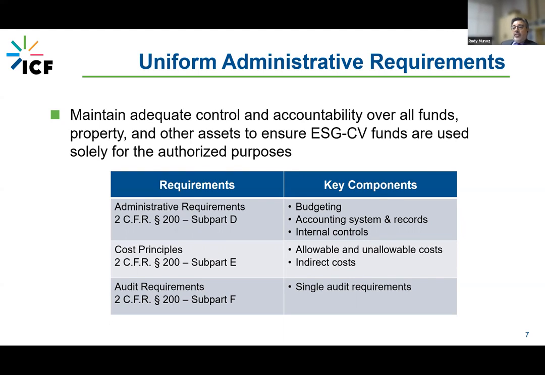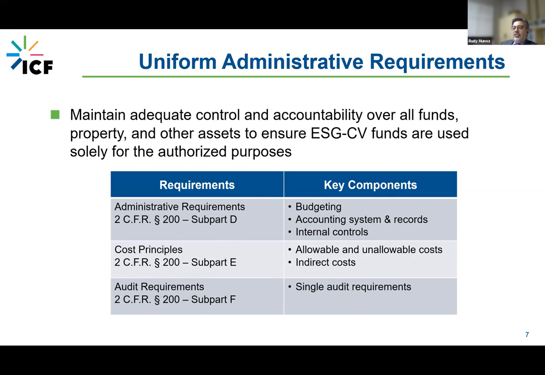The next section, or the second row down, talks about cost principles, which is found at 2 CFR Part 200 or Subpart E. Key components of Subpart E include allowable and unallowable costs, as well as direct and indirect costs. And we will definitely do a slightly deeper dive into cost principles a little later in the session.